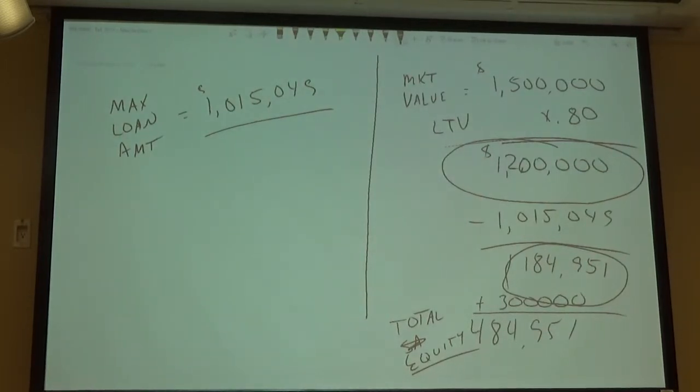Okay, now, in this particular instance, let's go back here for a second. The 484,951. Let's say that we come up with all of that money out of pocket. It's just cash we pull out of our own savings and bank account. Everybody comfortable with that? Yes?